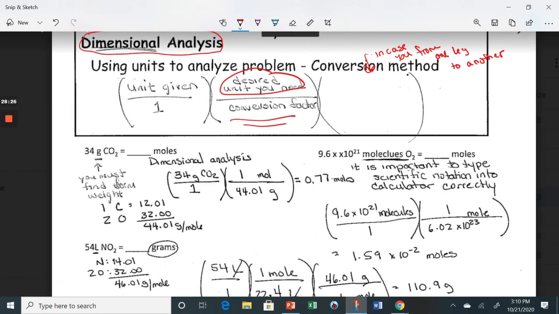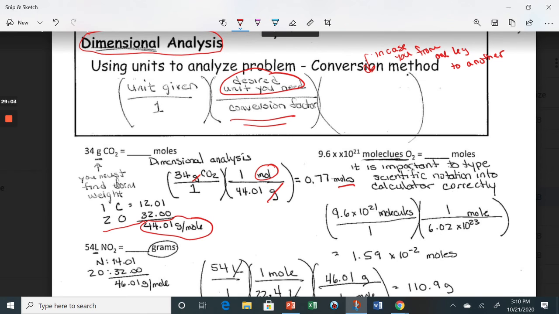So here's a simple, straightforward one. I have 34 grams of carbon dioxide, and I want to find out how many moles. Well, first I find its formula weight by adding up what I have in the formula. So I start with the 32 grams, and I just put it over 1. You don't have to, but you have to realize it's in the numerator. And here's my conversion. I need to go to moles. 1 mole weighs 44.01 grams. Put the grams on the bottom, so this unit cancels. Ta-da! Now I'm left with moles. Not that difficult.